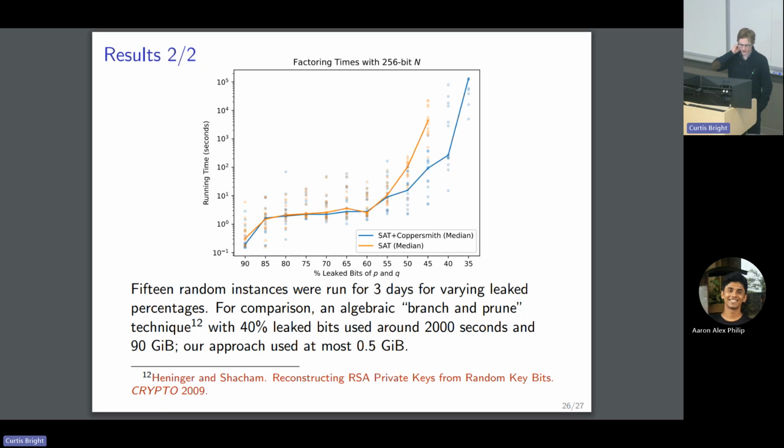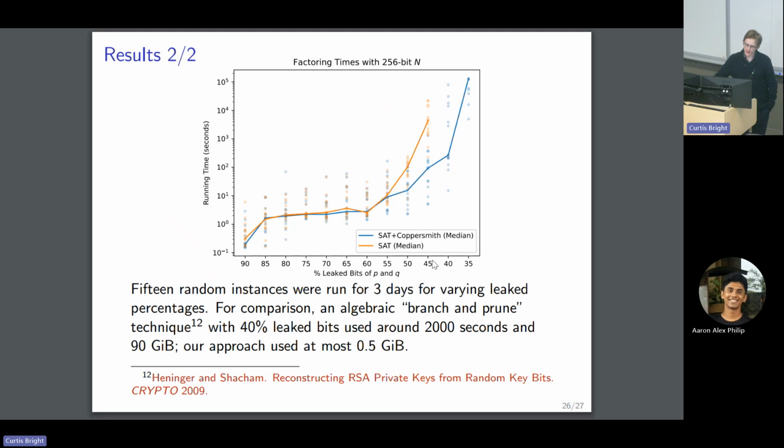This is just kind of flipping what we're measuring. So the bit size is fixed at 256 bits, and we vary how much of P and Q we leak. And you can see again, the SAT solver tops out around 45% leaked bits, whereas with Coppersmith you can go down to 35% leaked bits, so fewer leaked bits, right? So the problem's harder. We're still able to solve it, although the running time really starts looking quite bad, right? It kind of explodes around 40% leaked bits.